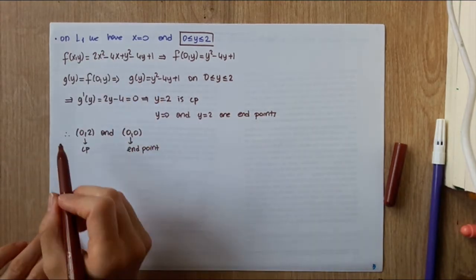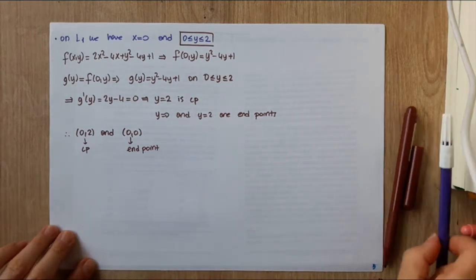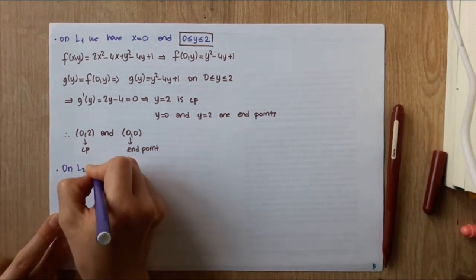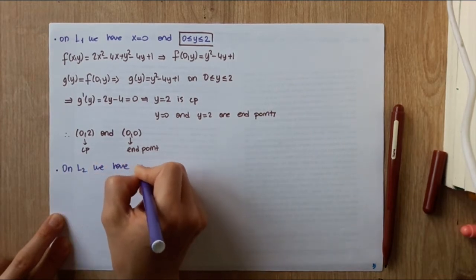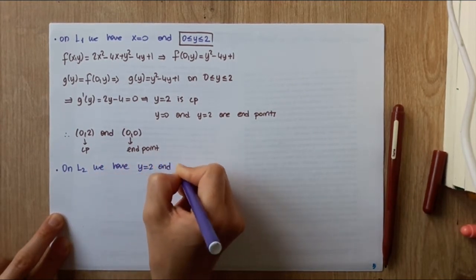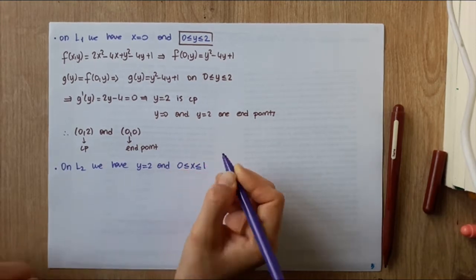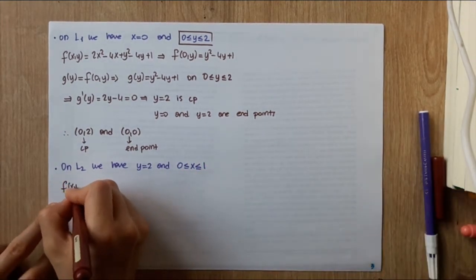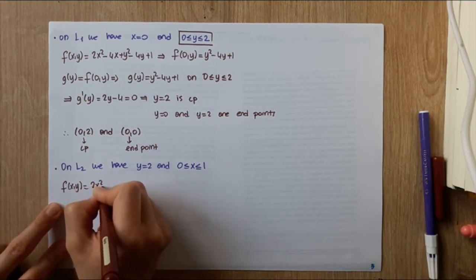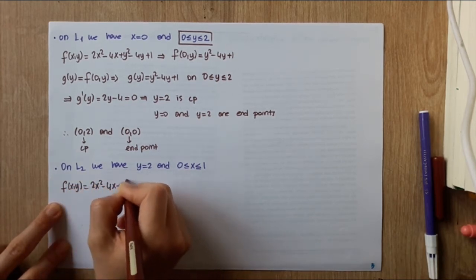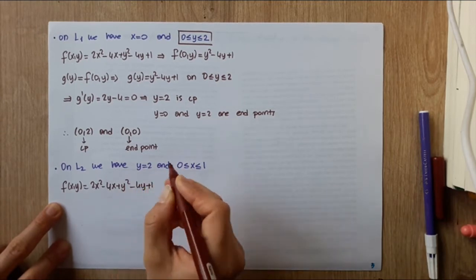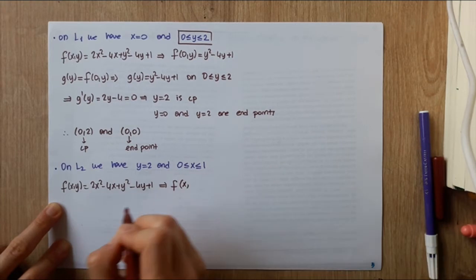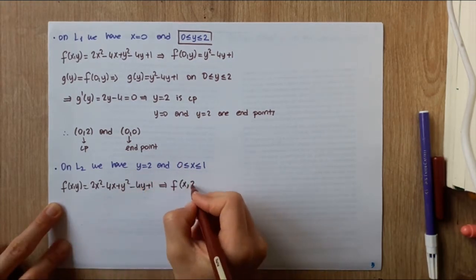From the first boundary we have 2 points. Okay, so let's check the second boundary. On L2 we have y equals 2 and x changes between 0 and 1. So my function turns to 2x squared minus 4x plus y squared minus 4y plus 1. So I have f of x as a variable and y is 2 here.